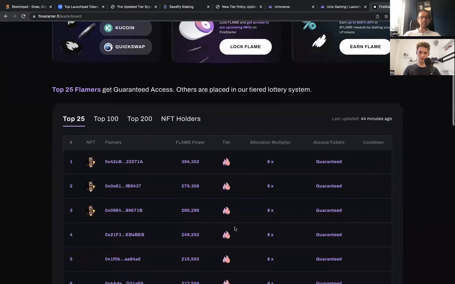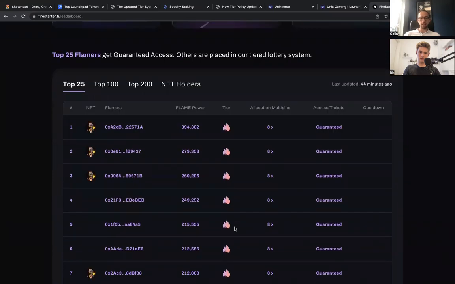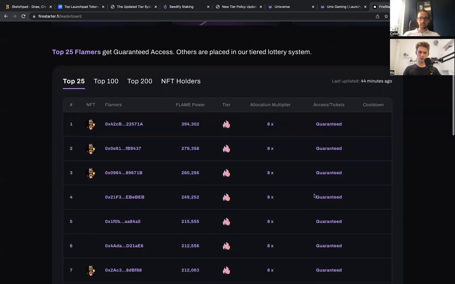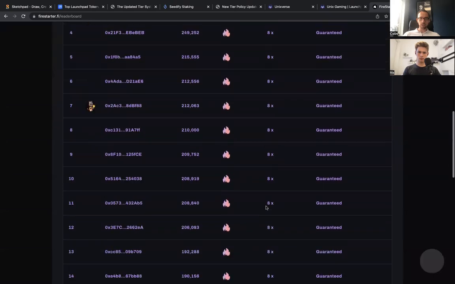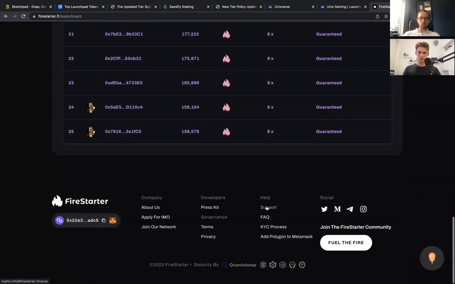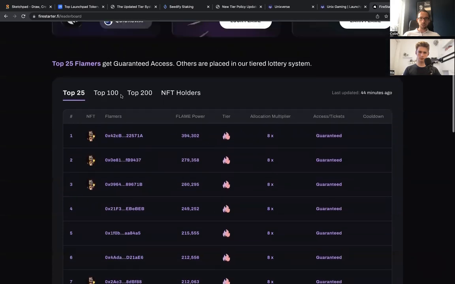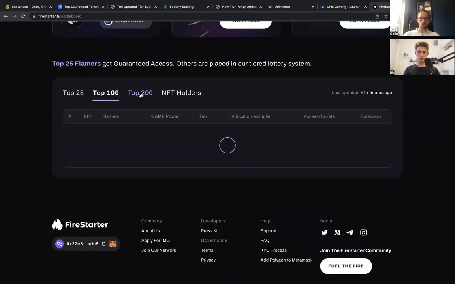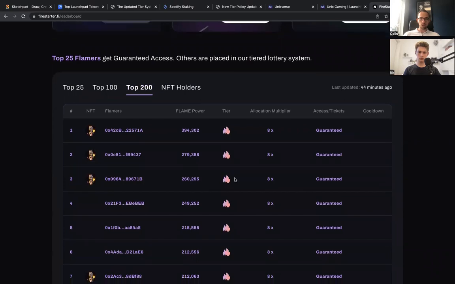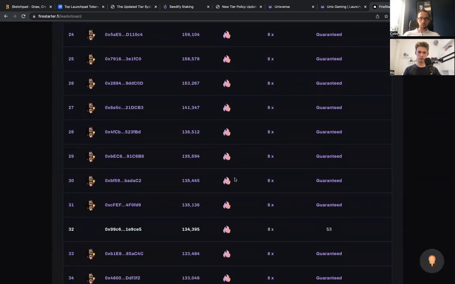I like the idea. It all sounds really cool, but I think in practice it's not that convenient. So there's somebody with almost 400,000 flame power through whale, right? Because the second is only 260. So they have the flame tier, and then guaranteed allocation multiplier 8 times. And then you need top 100 to get guaranteed allocation, but it only shows top 25 because it's obviously older UI design, right? So top 200, last updated 44 minutes ago.